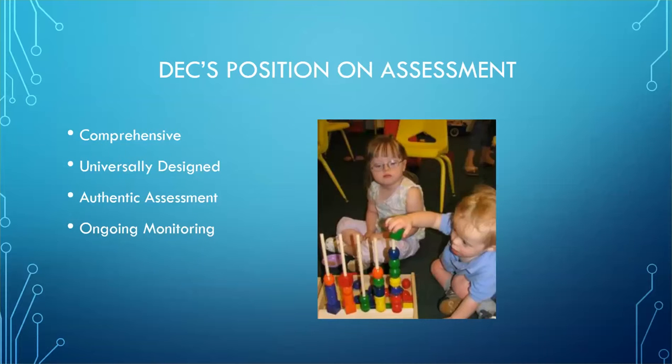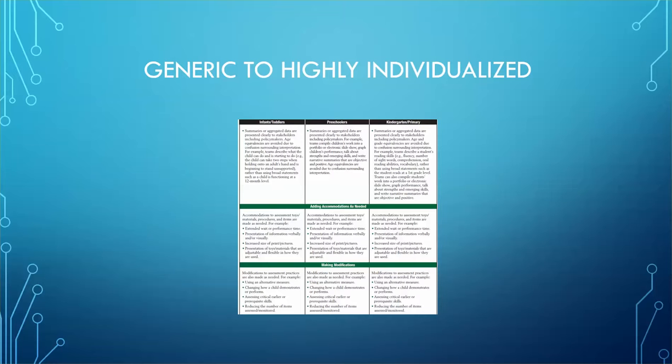The DEC's position on assessment is as follows. It is important that teams conduct comprehensive, universally designed, and authentic assessment and ongoing monitoring of all children's development and learning. Team members need a clear understanding of all children's current skills and abilities to ensure access and participation and to develop appropriate learning opportunities. Examples of how assessment and progress monitoring can go from generic practices to highly individualized interventions are shown here in Table 2A from the NAEYC Promoting Positive Outcomes Handbook.